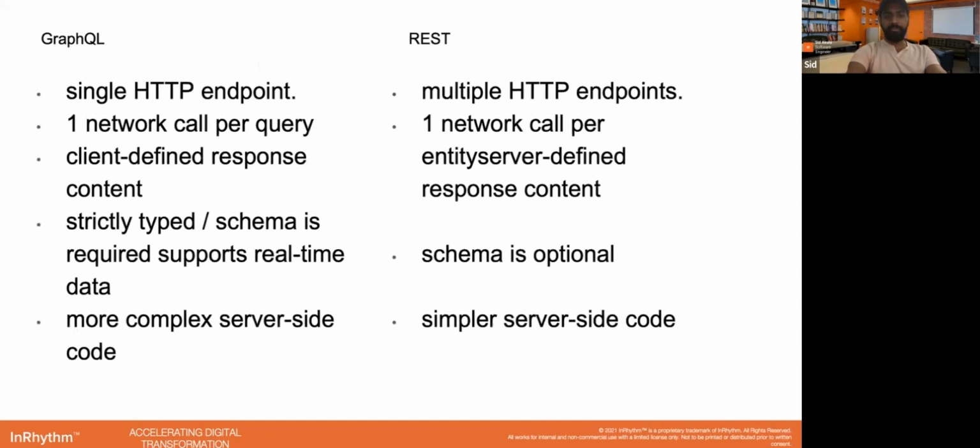If you see here, the differences between GraphQL and REST can be seen in a few points. A single HTTP endpoint can be controlled in GraphQL. Everything is driven by the client, whereas multiple HTTP endpoints need to be exposed in a REST protocol. One network call per query: to derive multiple sets of data, we need one network call per query in GraphQL.